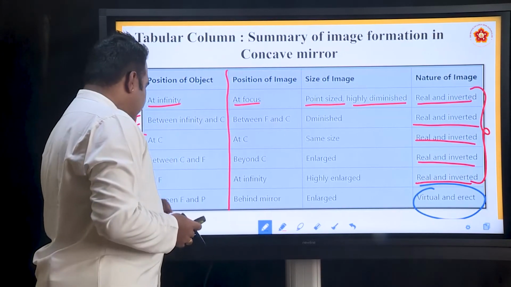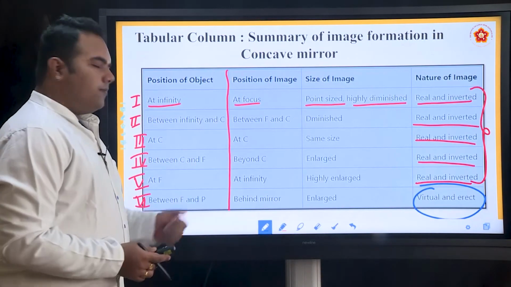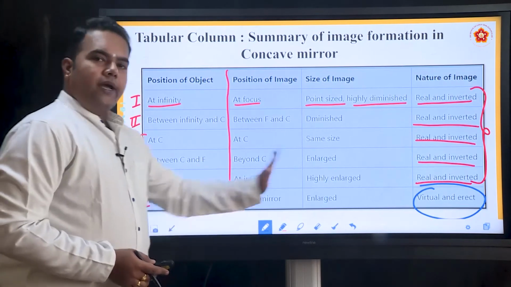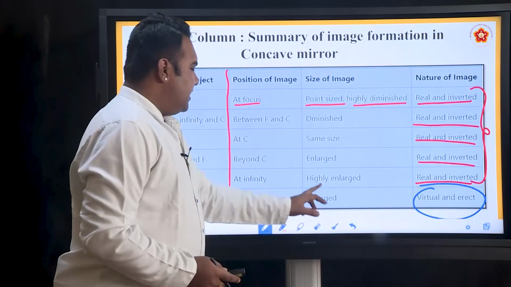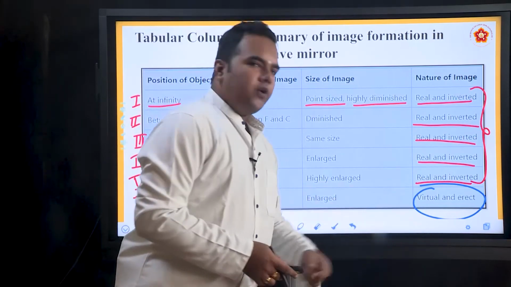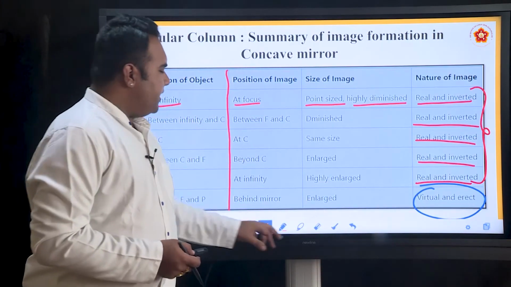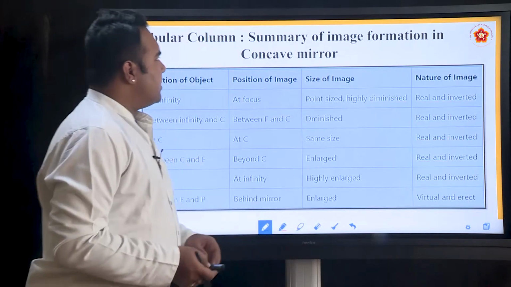Which means whenever the object is placed between focus and pole, the image is formed behind the mirror or inside the mirror, it is enlarged and it is virtual and erect. So, this completes the image formation in a concave mirror.